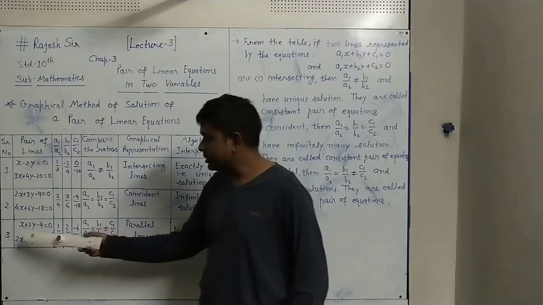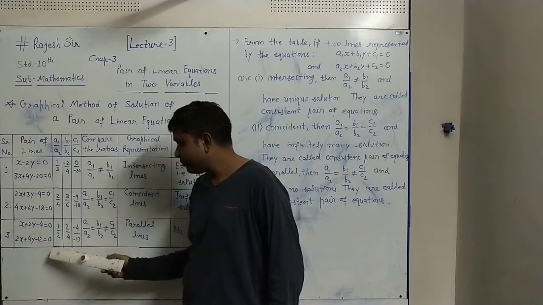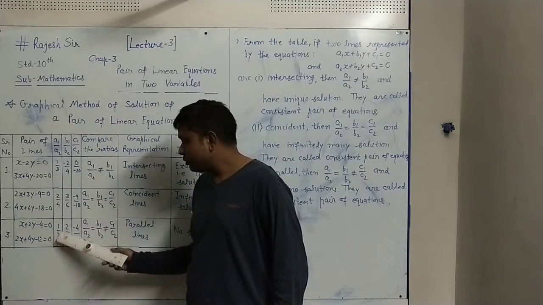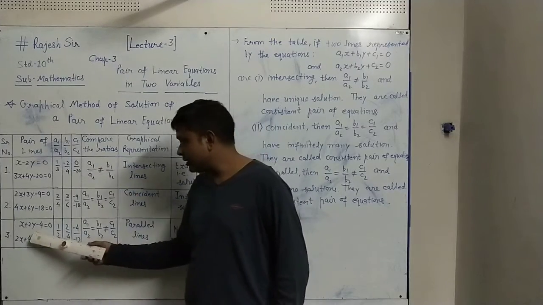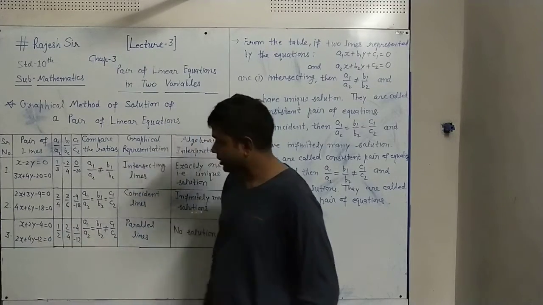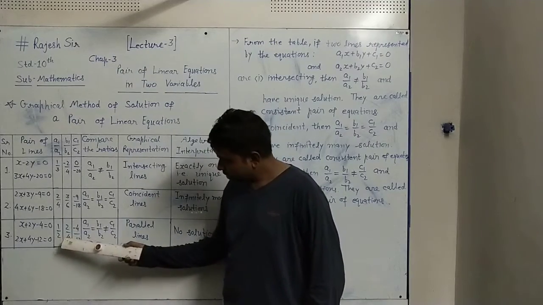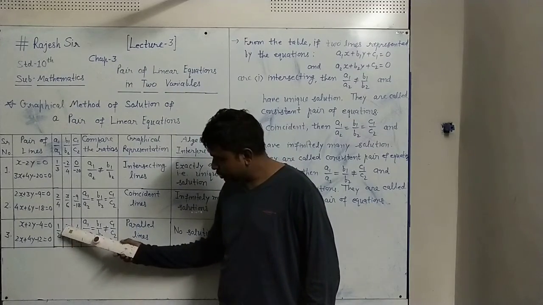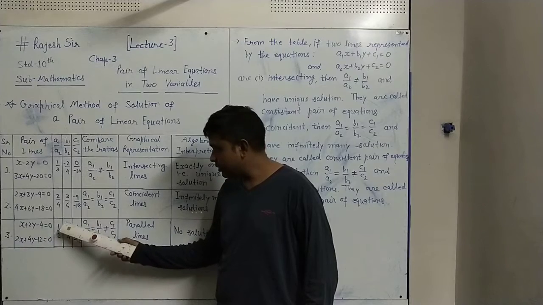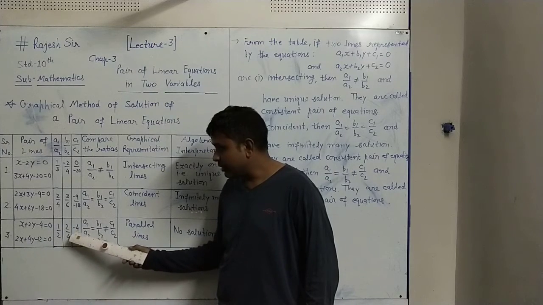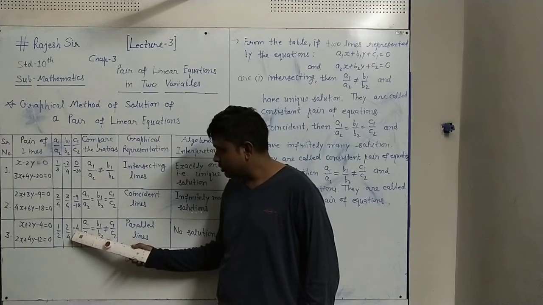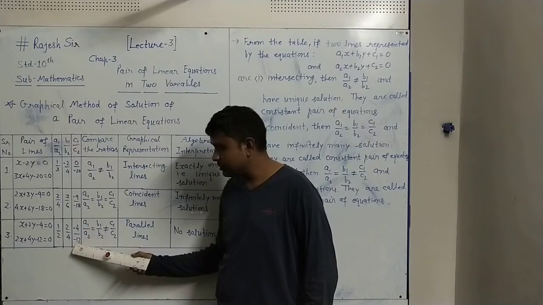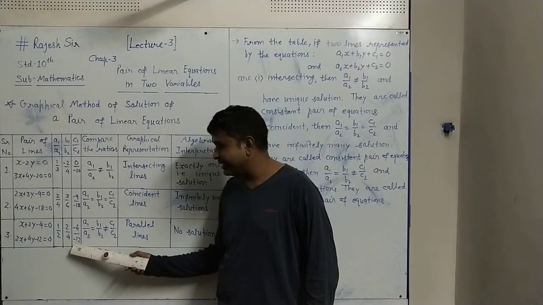Again, a1 upon a2 means the quotient of x, 1 upon 2. b1 upon b2 means the quotient of y, 2 upon 4. And c1 upon c2 means the constant term, minus 4 upon minus 12. Here you will see 1 by 2 is 1 by 2, and 2 by 4, when we cancel by 2, will also be 1 by 2. When you cancel minus 4 by minus 12, 4 ones are 4 and 4 threes are 12, so it will be 1 by 3.